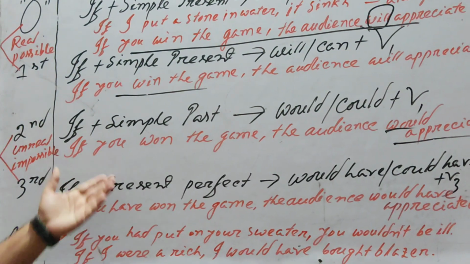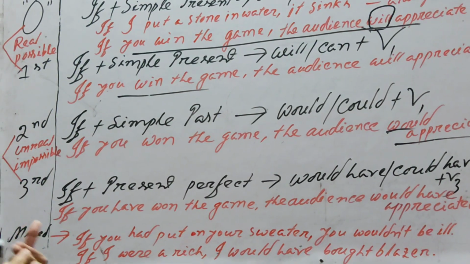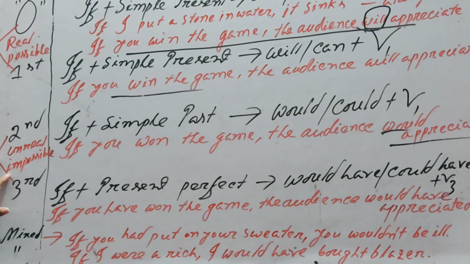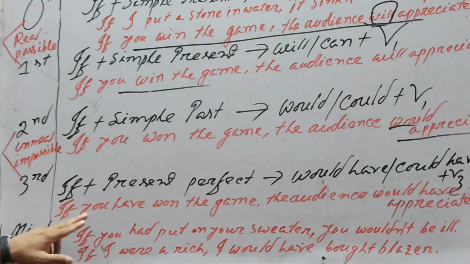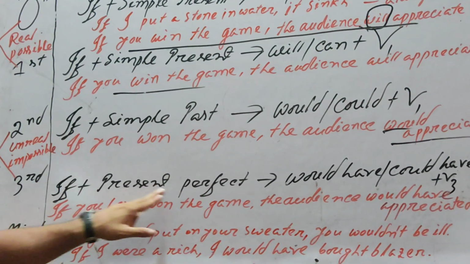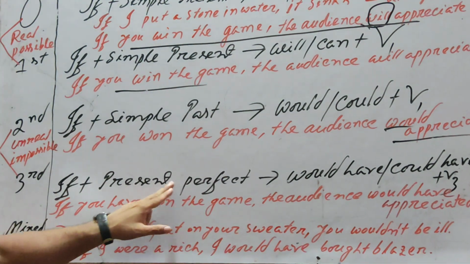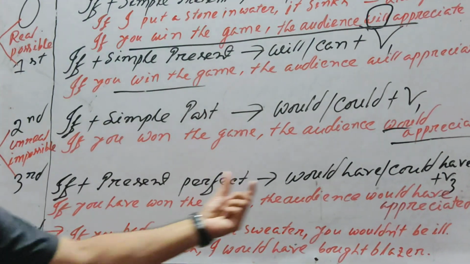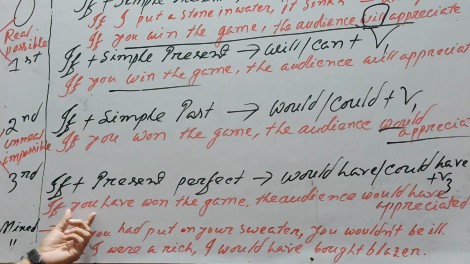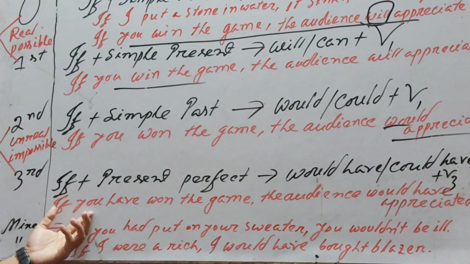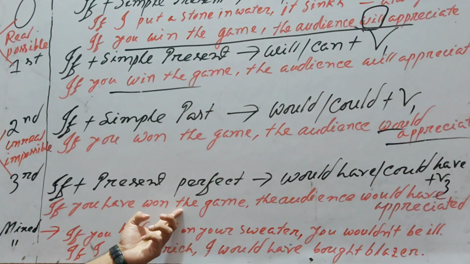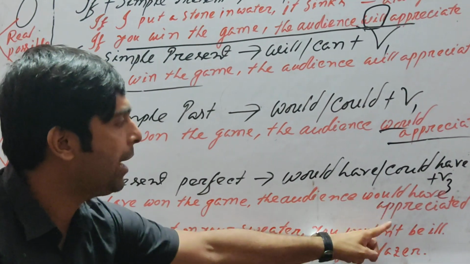So in this case, we can say here there is no possibility or probability. So we can say here that is called impossible or unreal. However, the next one is called third conditional. If plus present perfect tense, of course I need to use here would have or could have plus past participle. So that is also an unreal or impossible sentence. We can say here, if you have won the game, the audience would have appreciated.